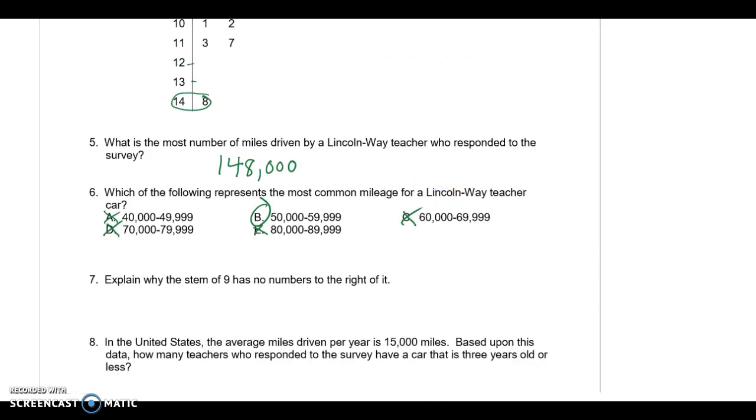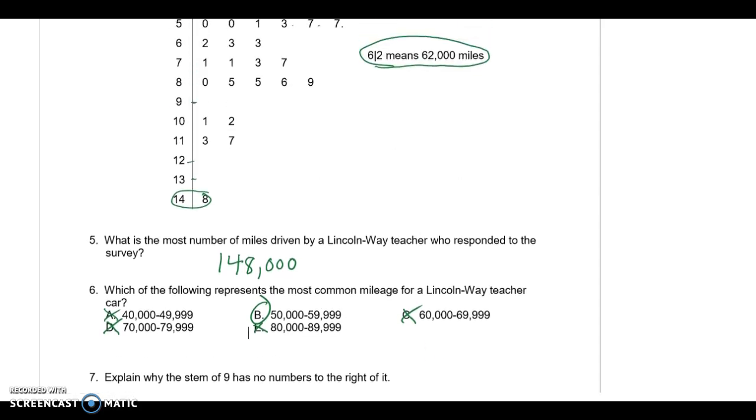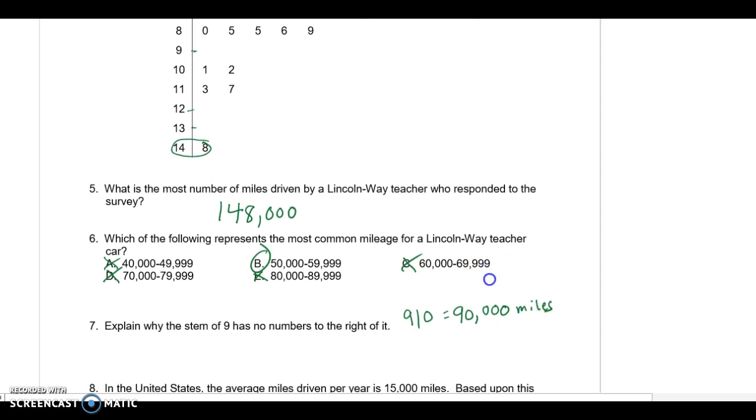Number 7, explain why the stem of 9 has no numbers to the right of it. This is where we have to use that key exceptionally well. So if we had a 9 and a 0, we know that's 90,000 miles. Contrast that with a 10 and 0, which is 100,000 miles.